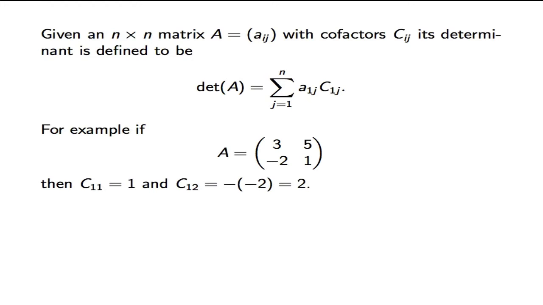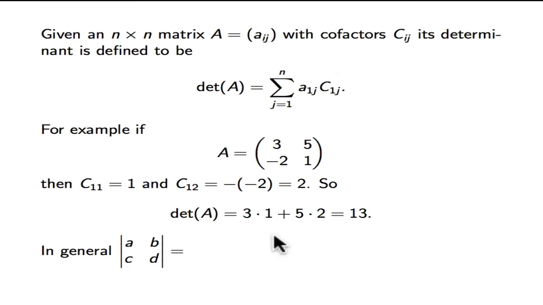So let's take an example. So we start with this matrix A, and we want to compute its determinant. We compute C11, delete first row, first column, so C11 is 1. And for C12, we delete first row, second column. M12 is minus 2, so C12 is minus of minus 2, which is 2. And then the determinant of A is a11, which is 3, times C11, which we found out is 1, plus a12, which is 5, times C12, which we computed to be equal to 2. So the determinant of A is 13.